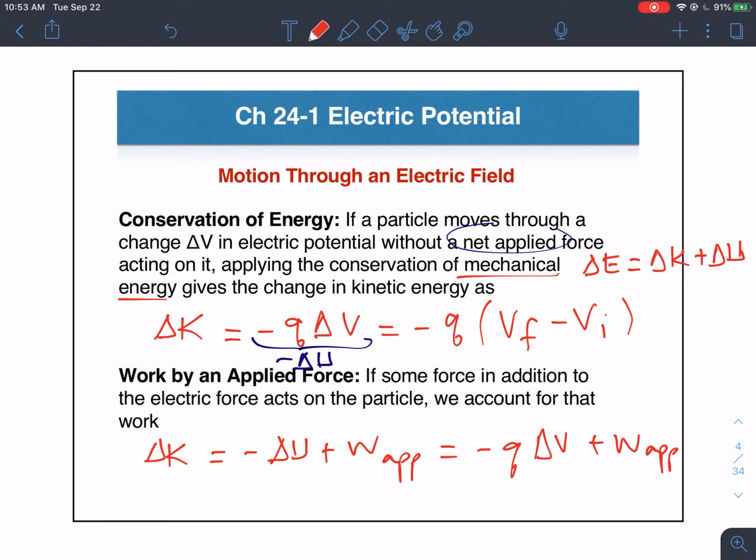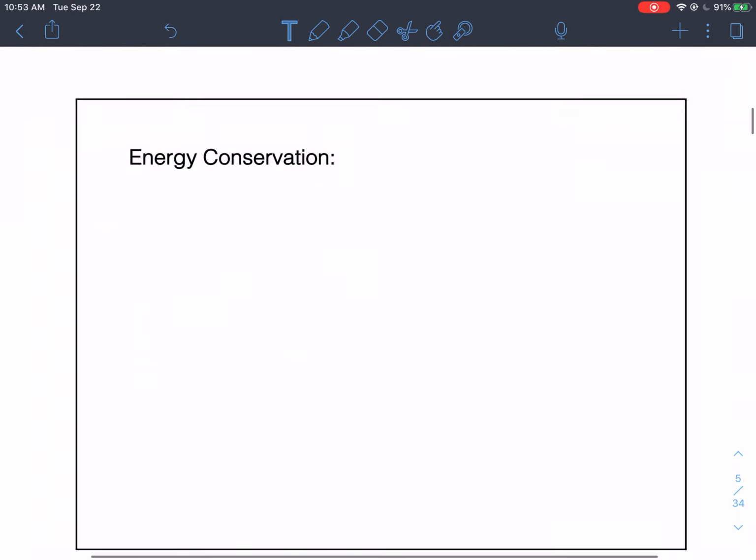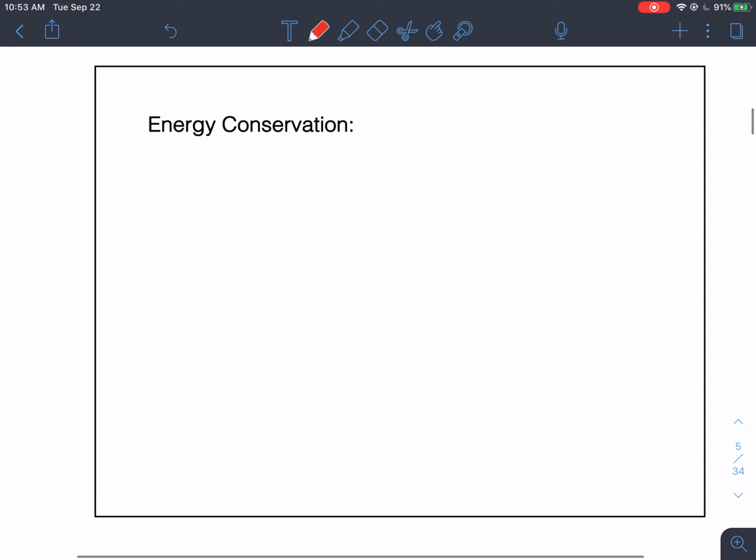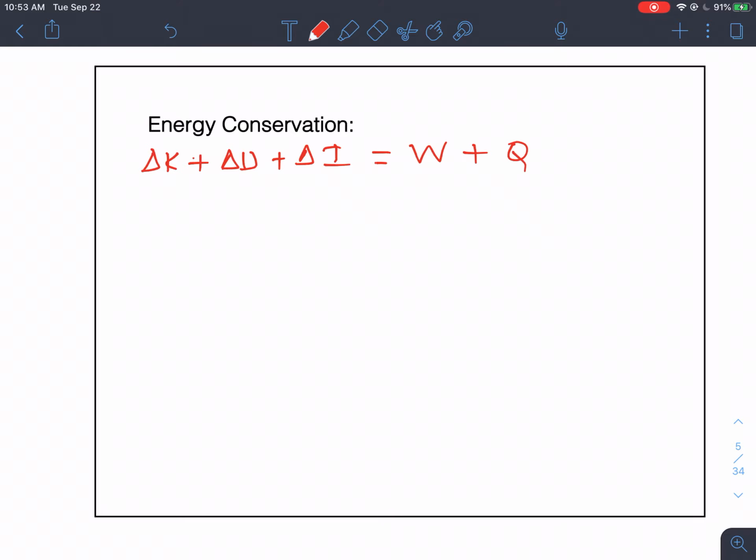So as I mentioned before, especially in mechanics, I don't really like how the textbook is giving you different equations like that. And remember, to avoid that, we start with the original equation. So that's what I want to explain now. We have delta K, delta U, delta I. So the first term is kinetic, the second term is potential energy. The third one is the internal energy, and that's equal to work done plus heat.